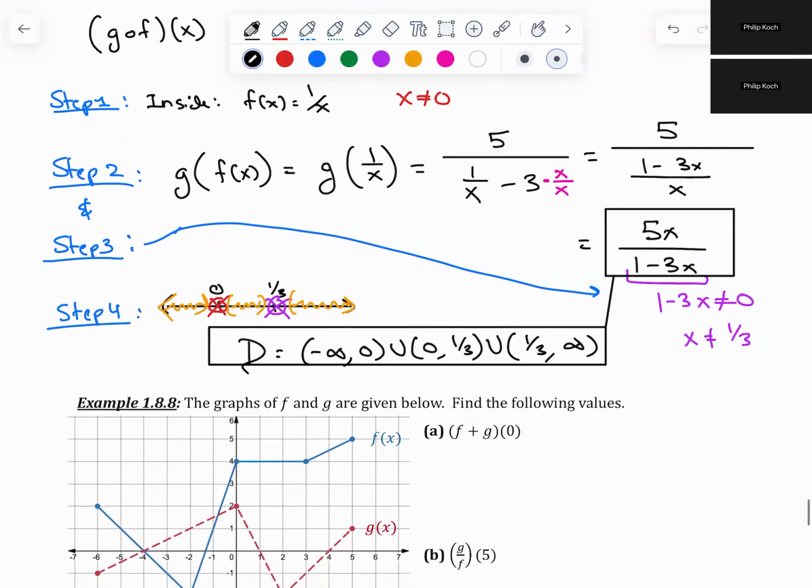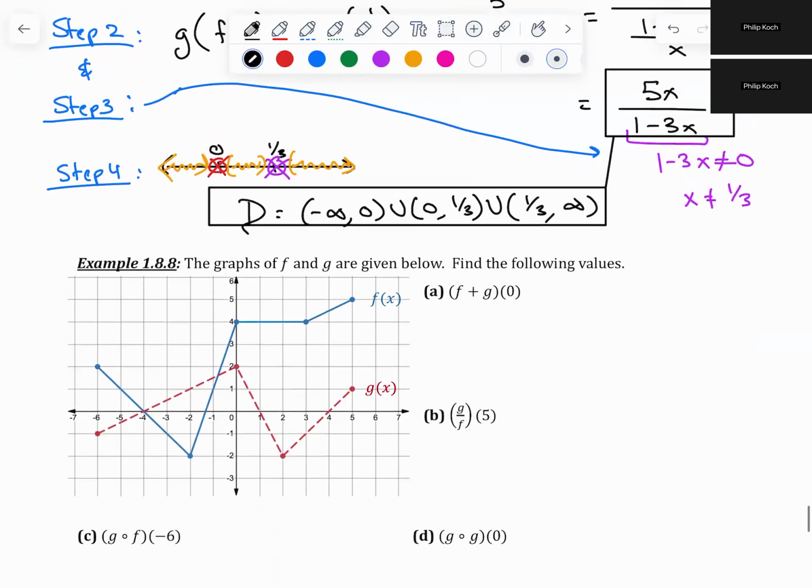Okay. Now we come to one of my favorite problems. I love this problem very, very much because it's a super cool abstract problem. Because you're looking at it and you're saying, okay, you're given the graph of f and g, one of them in red, one of them in blue. And asked you to find f plus g of 0 and all these other things. And at first glance, it's like, well, I don't have the functions. I can't plug it in.